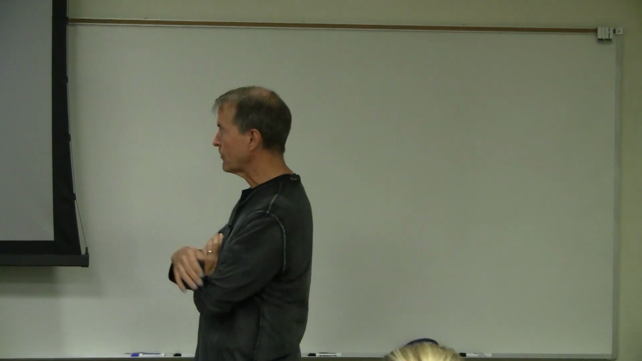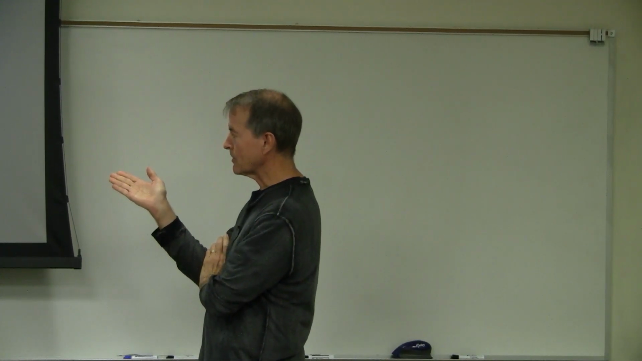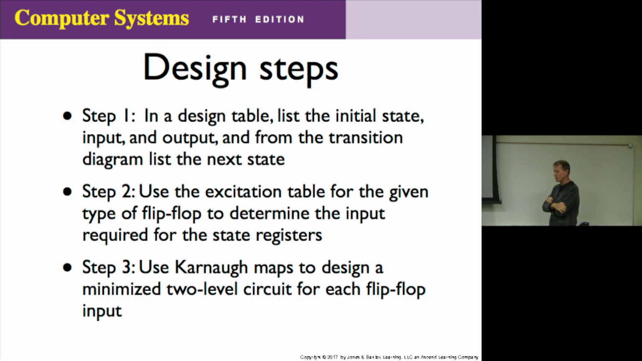Okay, as promised last time, today we are going to do a design problem. We reviewed these design steps last time. Basically, we start with a finite state machine and set up our design table, then enumerate the transitions and the output, and then use our excitation table to figure out the desired inputs to the state registers.